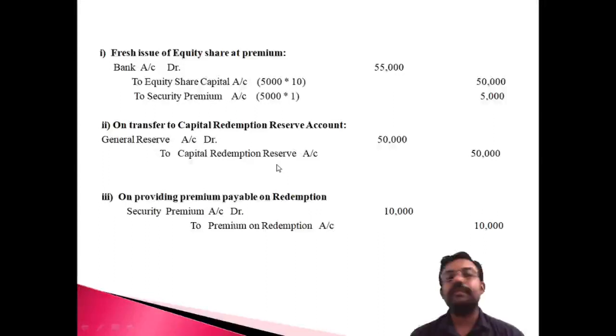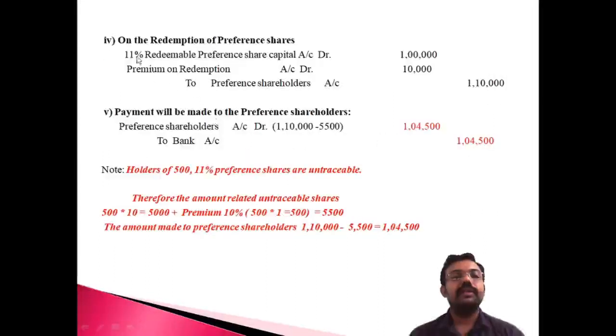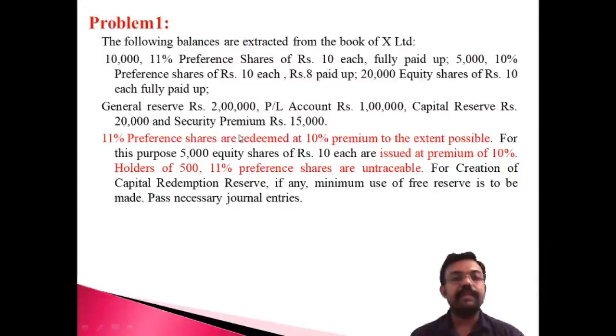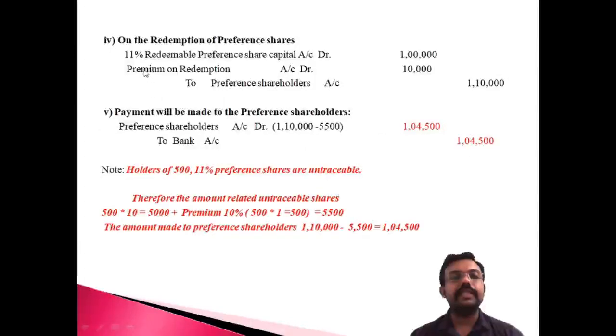For redeeming the preference shares at a premium, what is the entry? That is 11% redeemable preference shares capital account debtor, premium on redemption account debtor, to the preference shareholders account. This is the journal entry because we are redeeming the 11% preference shares at a premium. That's the journal entry.